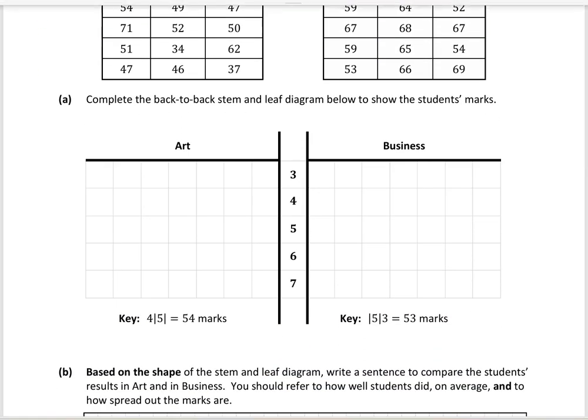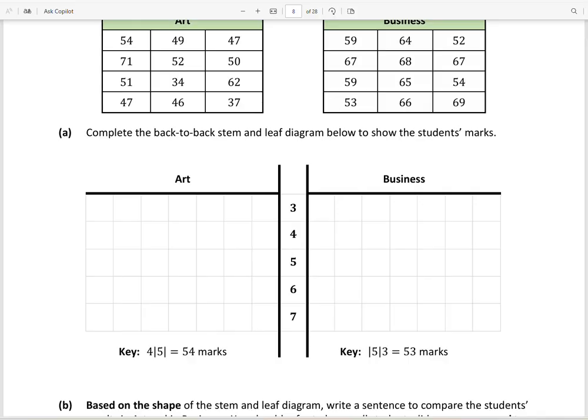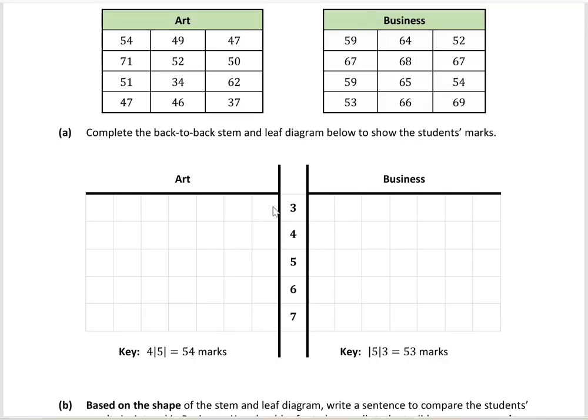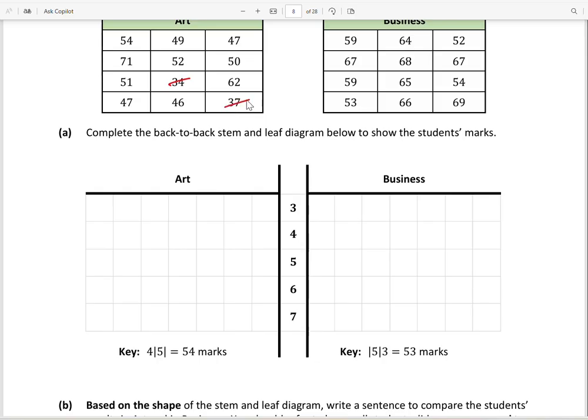Complete the back-to-back. So the back-to-back means you fill in each of the two tables separately. So let me just go back up and get all the numbers right. So art, okay, start with the 30s. So I'm going to tick these off as I go. Right, so there's one there, 34 and 37. Okay, so that's my 4 and that's my 7.